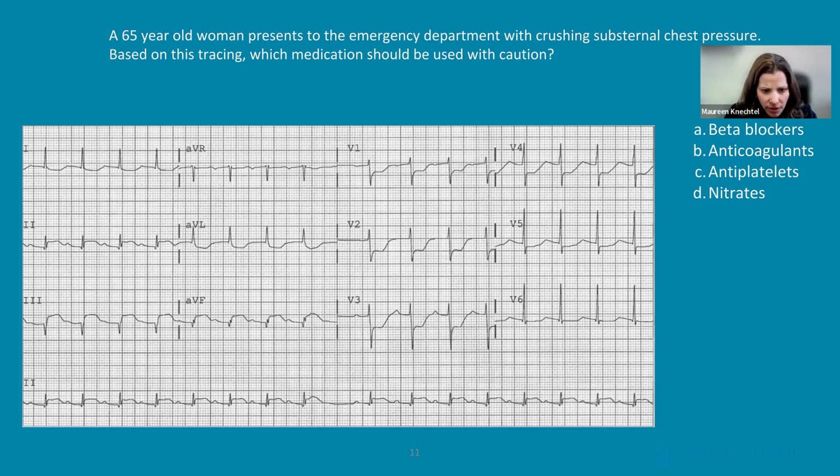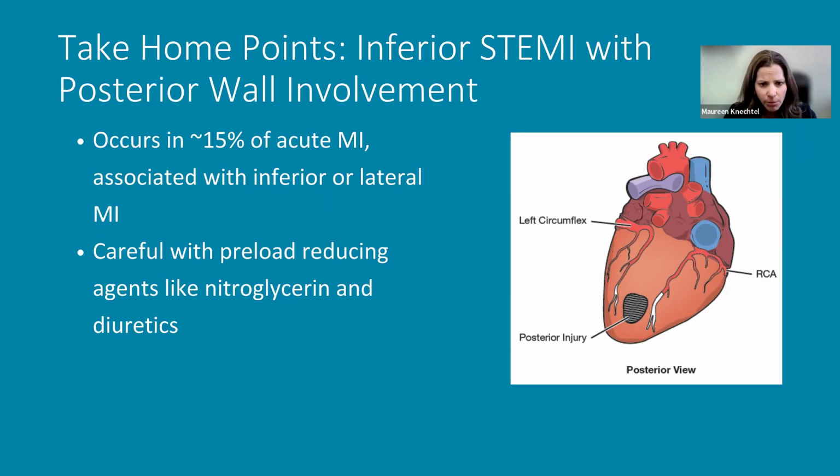Let's go to the next slide here for a few take-home points so I can show you a picture. So here we've got left circumflex and right coronary artery. Isolated posterior wall infarction, like if it's an embolus, is not very common. So when you see posterior involvement, you're much more likely to see it with either an inferior or a lateral STEMI. So are you going to treat the patient differently?